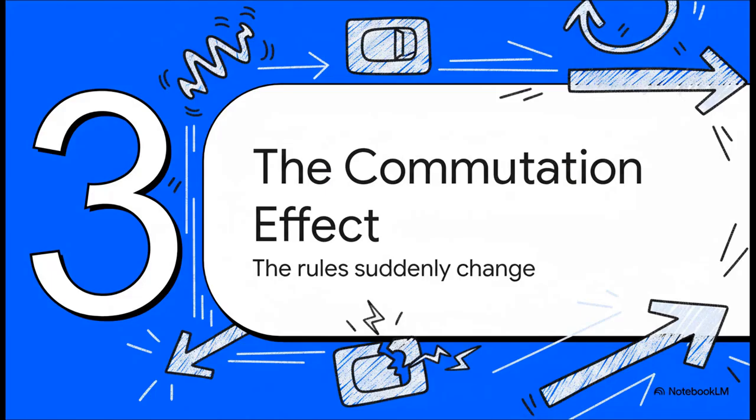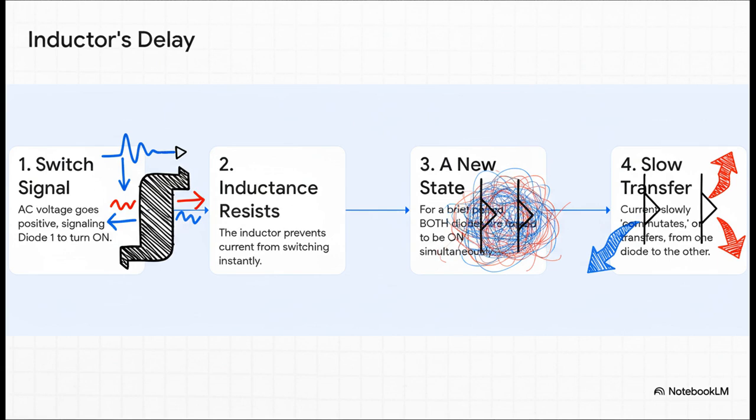So what happens when this little dose of reality gets into our perfect circuit? Well, since inductance fights against instant changes, our perfect lightning-fast switch, yeah, that's not going to happen anymore. The circuit has to play by a whole new set of rules now. So here's what actually goes down. The voltage signal comes in, telling Diode 1 it's time to turn on. But the inductance basically slams on the brakes and says, not so fast. It stops the current from instantly jumping from Diode 2 to Diode 1. And this creates this really bizarre, messy moment where, get this, both diodes are actually on at the same time. The current has to slowly ramp down in one direction while it ramps up in the other.